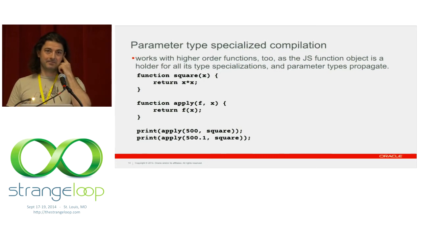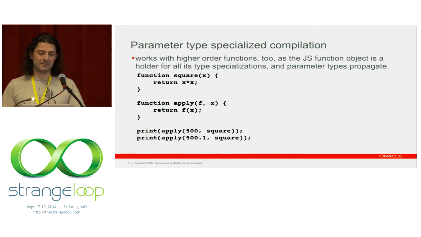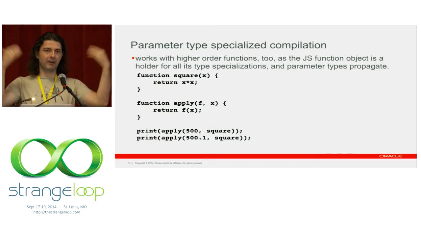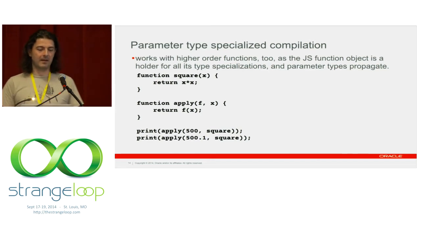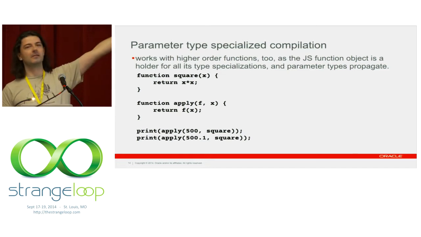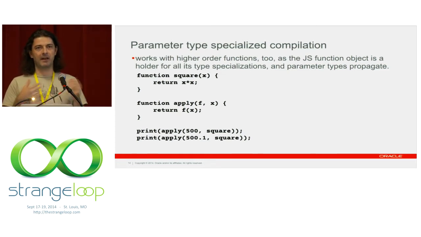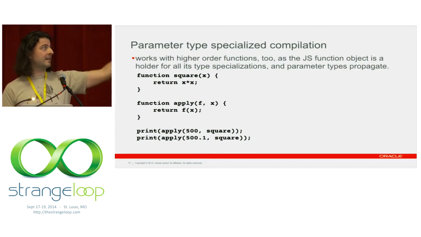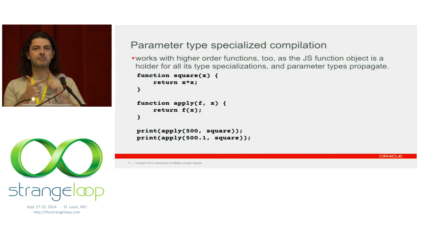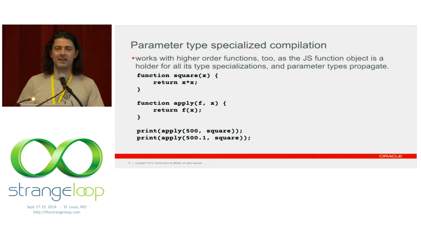What's funny is that, and that's actually a new slide that I inserted based on a conversation yesterday, this thing works with higher order functions too, as a JS function under the hood is actually a holder of all of its type specializations, and we propagate the types from the top. So if you take the simplest possible higher order function that basically says apply this function to an argument, and you invoke it, then what this will do is generate two specializations of apply, one that takes an object and an int, and another that takes an object and a double, and I need to really reverse the order of the arguments there on the slide.